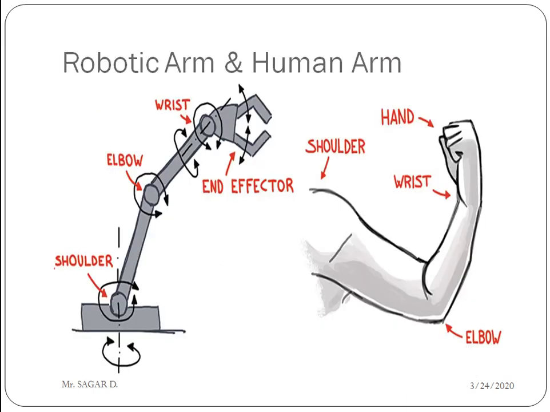Next, we will discuss the robotic arm. In order to discuss this robotic arm, we have to compare it with the human arm. In the exam, we have to draw only this robotic arm. There is no need to draw this human arm. This is just for your understanding.